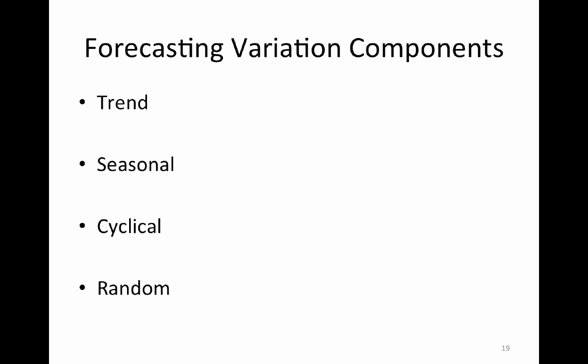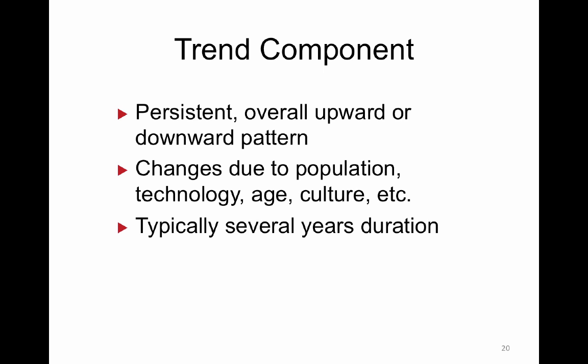Forecasting variation has some components. You can have trend, seasonal, cyclical, and random, and I'll show each one of these. The trend component is kind of a persistent upward or downward trend. So you have this line here. This is a persistent downward trend. Think of it as your slope. You have it consistent. It's not going up and down.